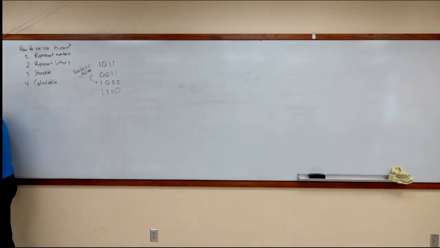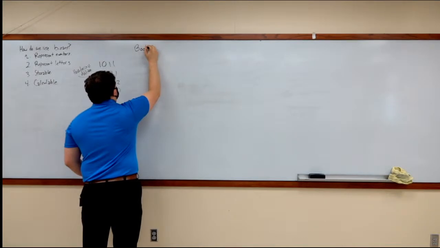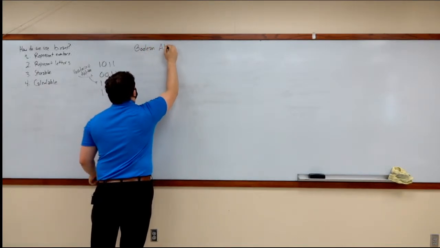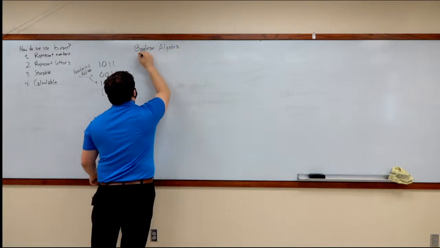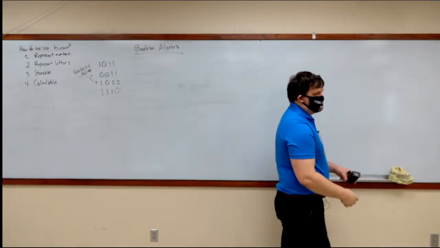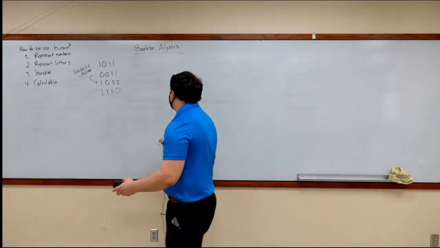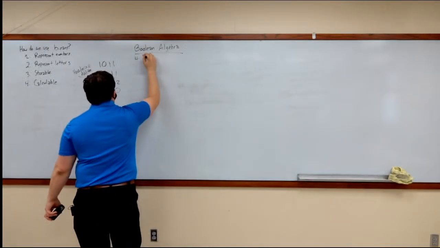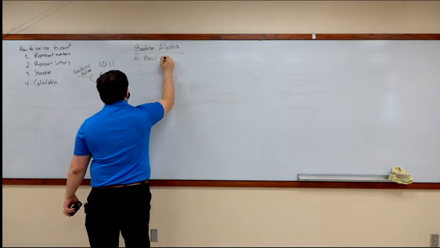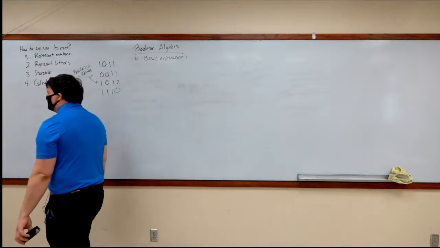In a binary system, we have a different method of doing math. Okay? And this different method is referred to as Boolean Algebra. There are 4 basic Boolean math expressions. I include the 4th one just because it's fun.